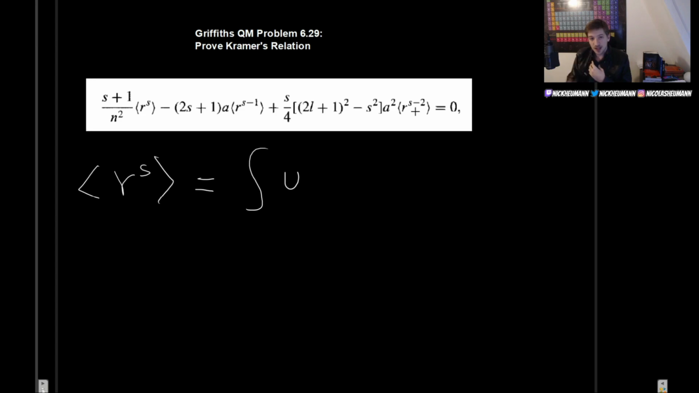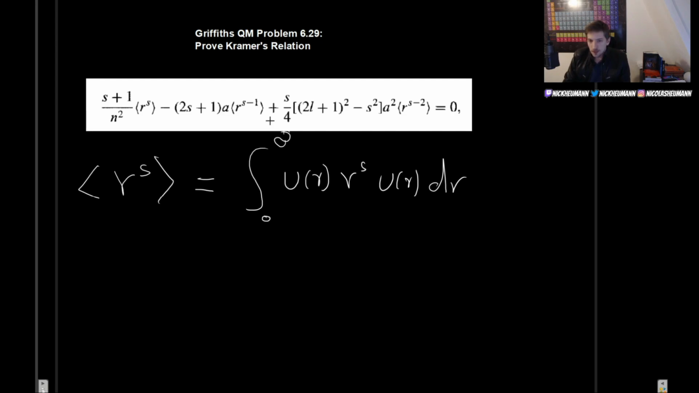Remember, in the case of the hydrogen atom, we are integrating from 0 to infinity of this radial function u, which, if I remember correctly, I think was r times R. I'm doing this from memory, so I might be wrong. Maybe it was divided by r, but I think it is r times R. But either way, that's what this u function was. It depends on r, and then it will be times r to the s, u of r. Of course, there is a complex conjugate, but since it's a real function, it doesn't really matter. We don't really need to include it. So yeah, this is what the expectation value is.